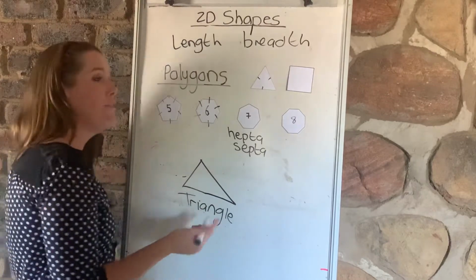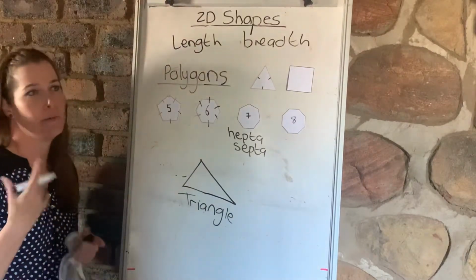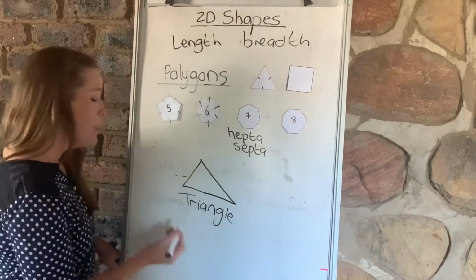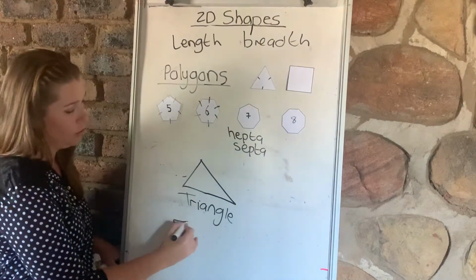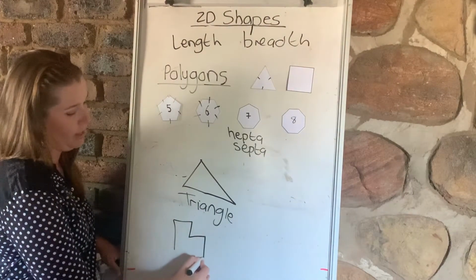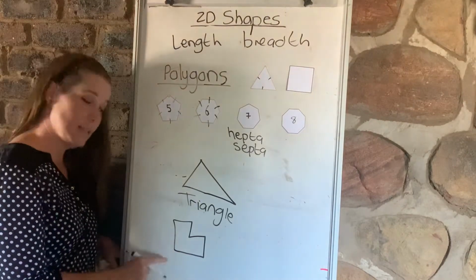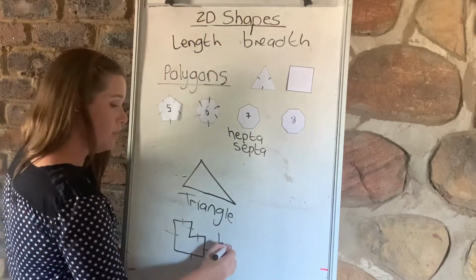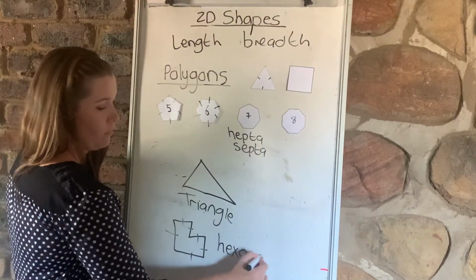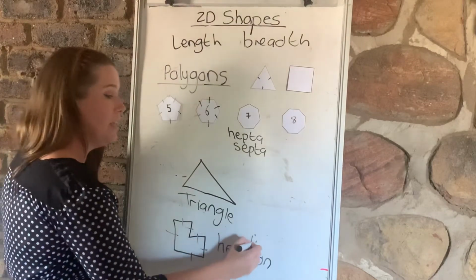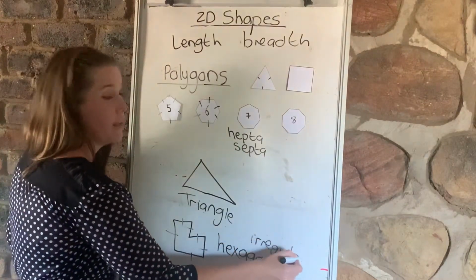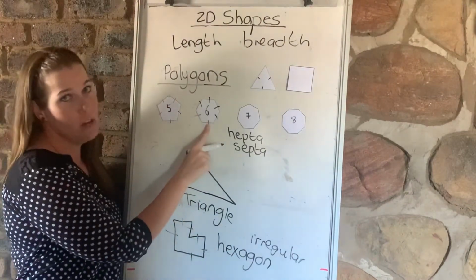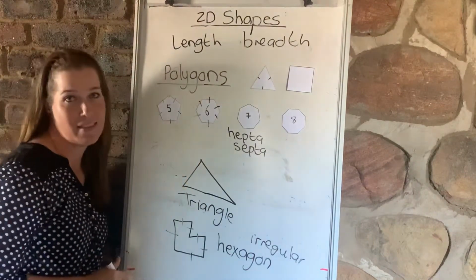For example, if I ask you to draw an irregular shape with however many sides, you would obviously use your ruler and your pencil to draw. But for example, it could be 1, 2, 3, 4, 5, 6. This shape has 6 sides. So it is a hexagon, but it is an irregular hexagon because the sides are not the same length. This would be a regular hexagon because all the sides are the same length.